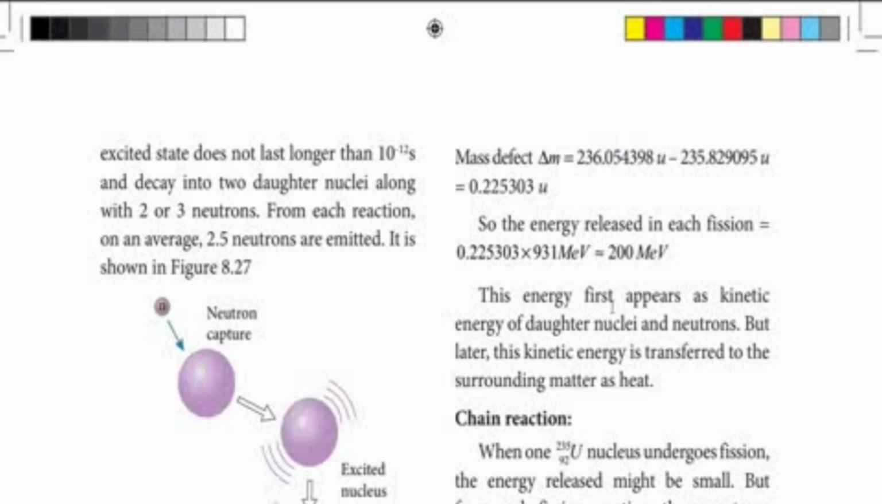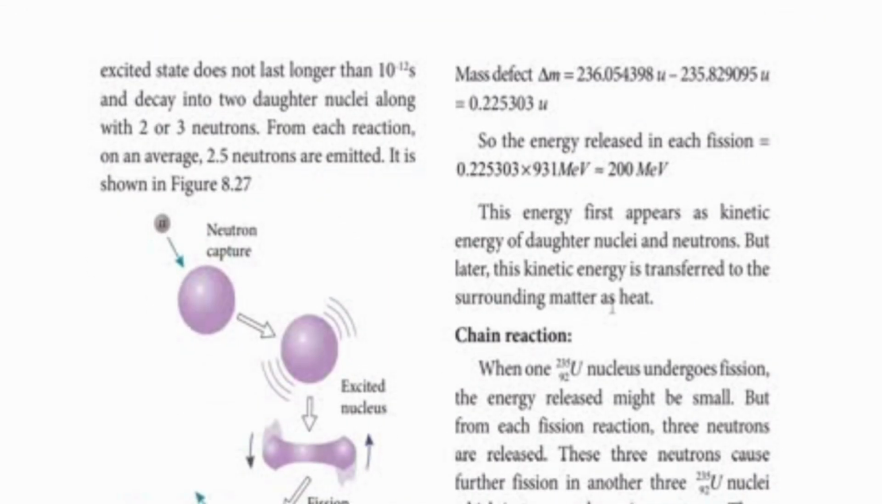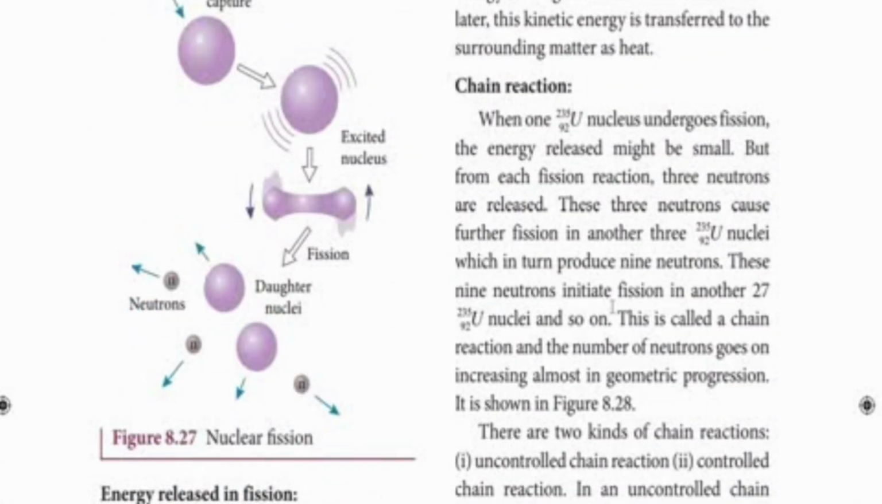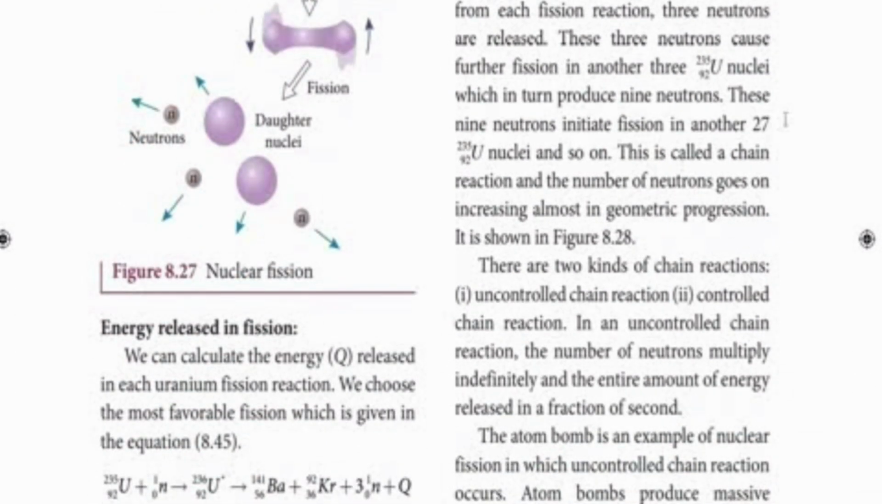That energy is used as the kinetic energy of the daughter nuclei, and later it is transferred into different forms of energy. It may be light energy, heat energy, pressure energy, or sound energy. Now the chain reaction, which I already explained. The chain reaction takes place when uranium combines with a neutron and gives 3 neutrons. Again the 3 neutrons combine with uranium and give 9, then 27. It goes in geometrical progression, so we can't easily calculate it.